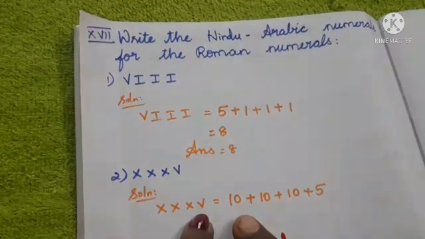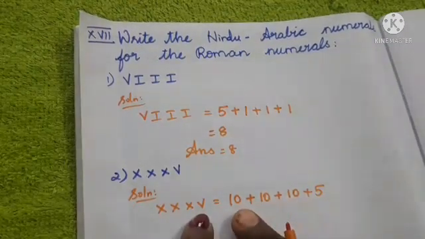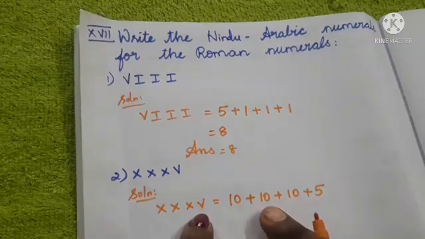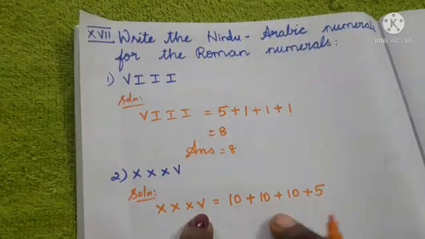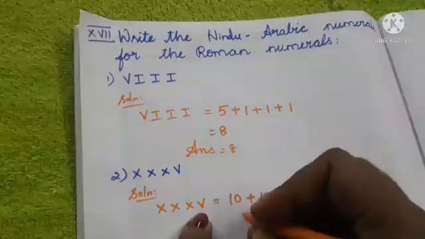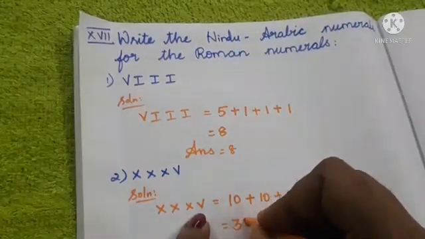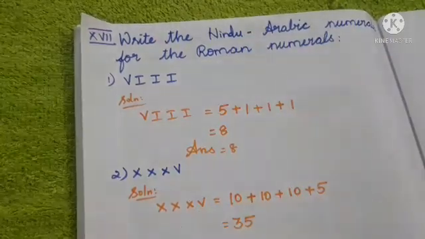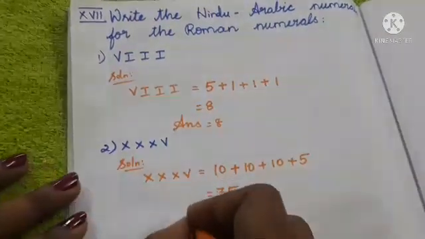Next we can add 10 plus 10. 10 plus 10, yes, 20. 20 plus 10, 30. 30 plus 5, 35. So our answer is what? 35. So we can write the answer as, answer is equal to 35.